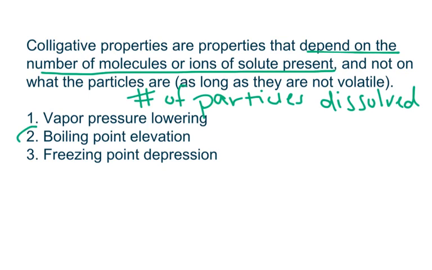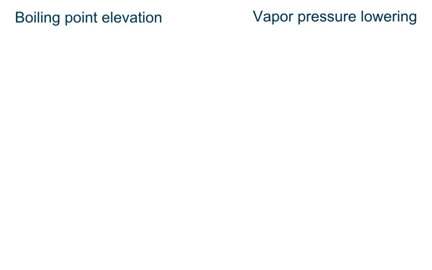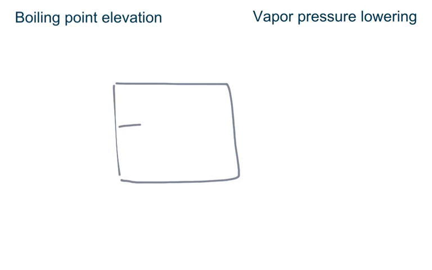I'm actually going to talk about the boiling point one first, and then that will explain the vapor pressure, and then I'll talk about freezing point. So when talking about boiling point elevation, imagine I have a container of a solvent. All of the gray is just a pure solvent, okay? In order to boil it, some of those particles have to vaporize. They have to go to the gas phase, right?